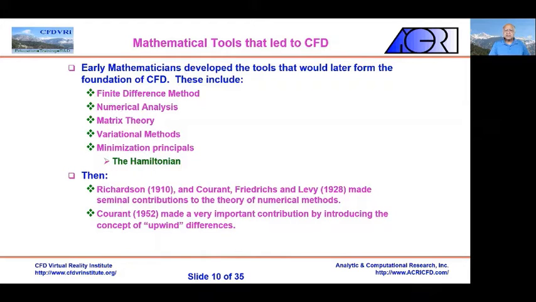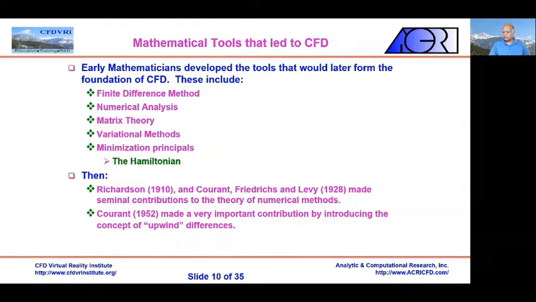As happens often in science, any given development comes after a long series of pioneers who had laid the foundation for that. That's what happened to CFD. It was based upon the work that had been going on for approximately 300 years. During those periods, the finite difference method was developed, numerical analysis was put on a sure footing, matrix theory was developed, and variational methods were developed by mathematicians. And then, of course, the minimizing principles were developed, such as the Hamiltonian, which basically says that every system seeks its minimum energy.